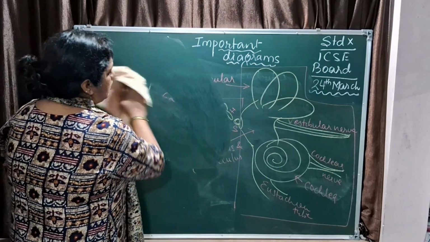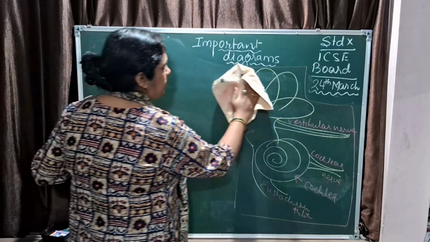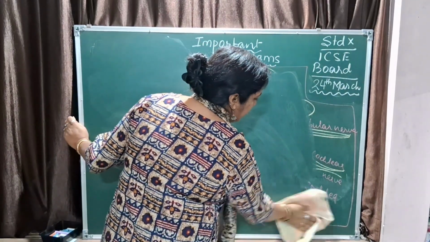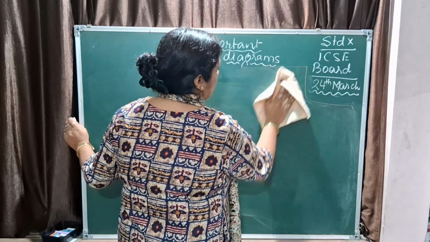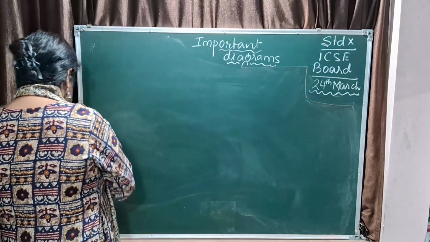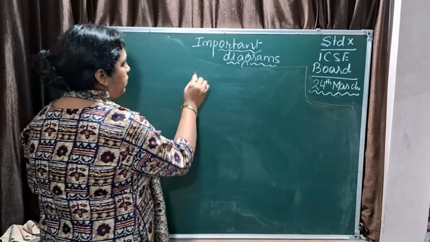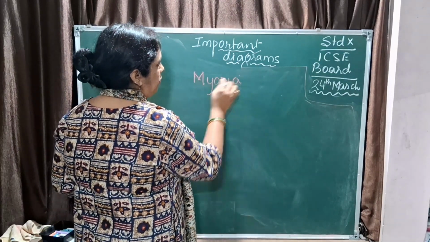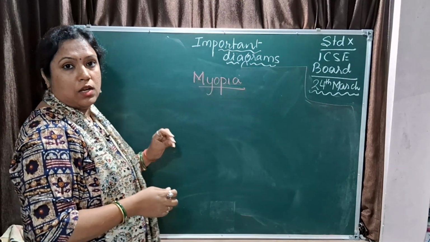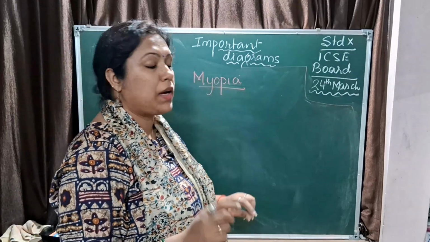Yes, children. So now with the eye, generally in the eye diagram they ask you to draw the corrections. Like for example, for a problem of myopia. Myopia is basically nearsightedness. You cannot see the object which is located far.